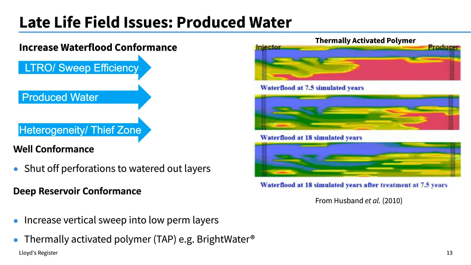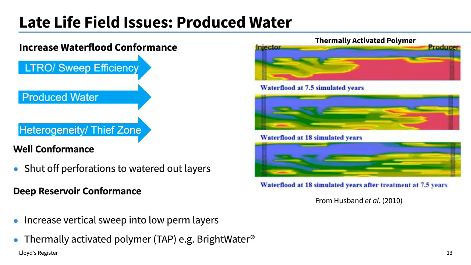So this example is showing thermally activated polymer as a method of treating produced water. Now, if I can just focus between the comment here that I've inserted is increase water flood conformance. LTRO, for those of you that are not reservoir engineers, it simply means locate target remaining oil. And sweep efficiency, as we will shortly define in the efficiencies, it simply describes the movement of water behind an oil bank, pushing it towards a production well.